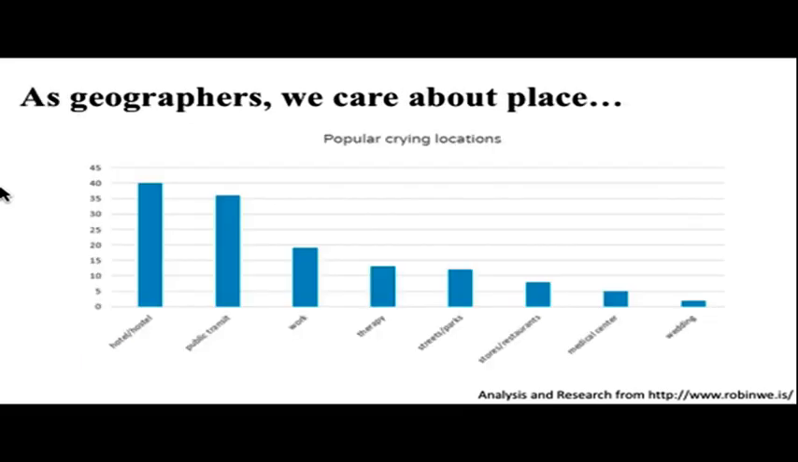So we care about place. We're geographers, right? Apparently she was crying a lot in hotels, then public transit, work, therapy. Interestingly, hotels make her more upset than therapy. And then we get into streets and stores. There's weddings. Hopefully those are happy tears. Maybe those should have been counted as negatives.